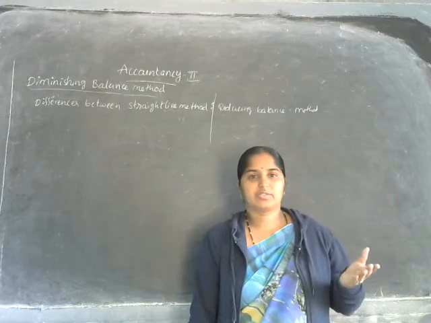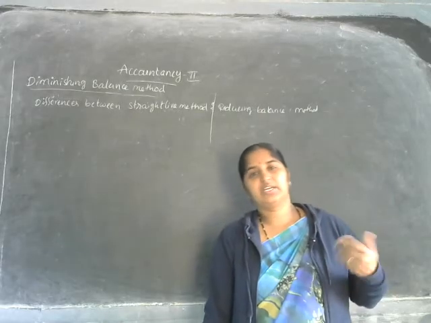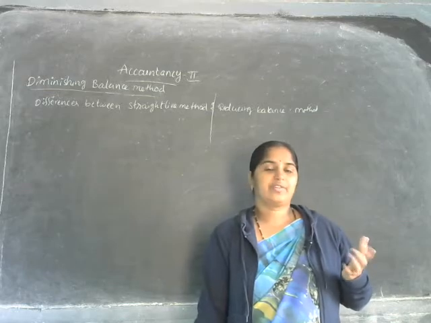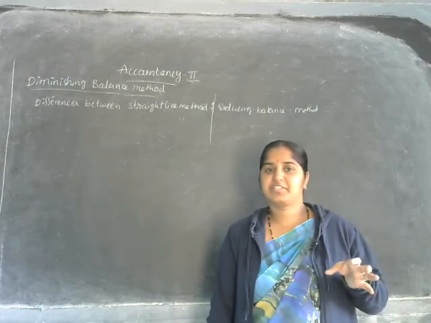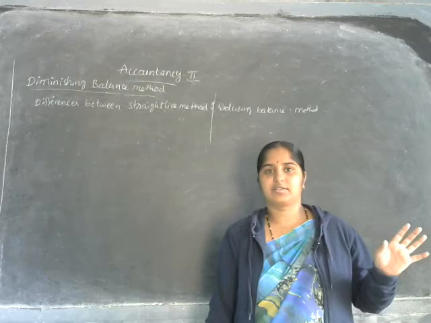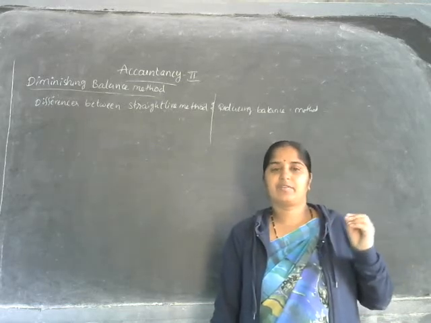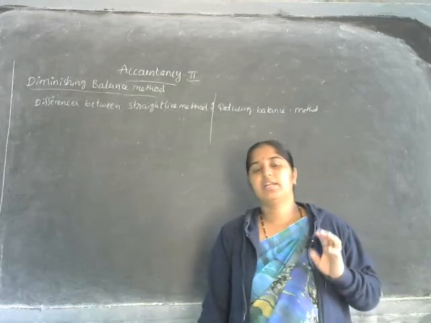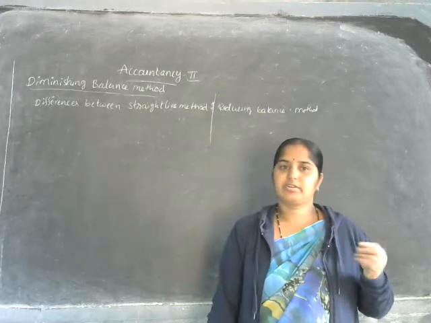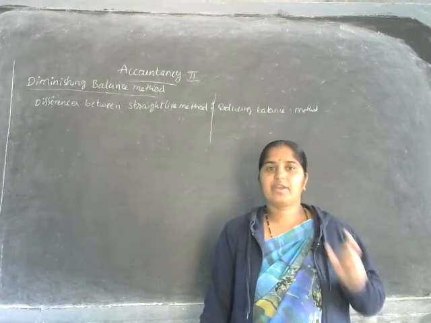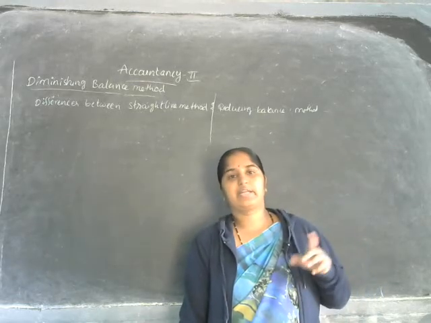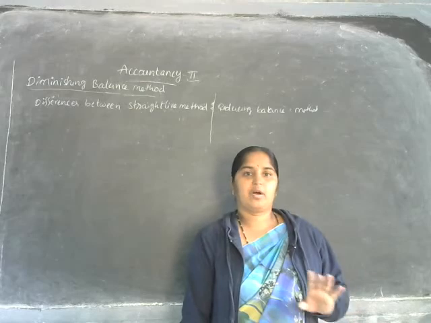So first year 2000, second year 2000, third year 2000, fourth year 2000. Whatever the depreciation is, we transfer it to the profit and loss account. First year we transfer 2000 to the profit and loss account, second year 2000, third year also 2000. It means the amount of depreciation we transfer to the profit and loss account is the same for all the years.